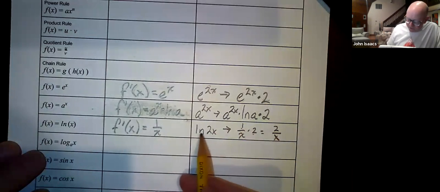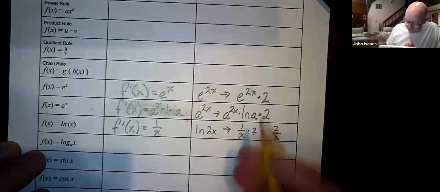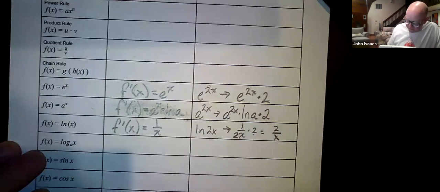Oh, I made a mistake with that. ln of 2x would be 1 over 2x times 2. So in that case, it actually cancels out when it's just a coefficient. When it's more complicated, you still have to follow the chain rule.